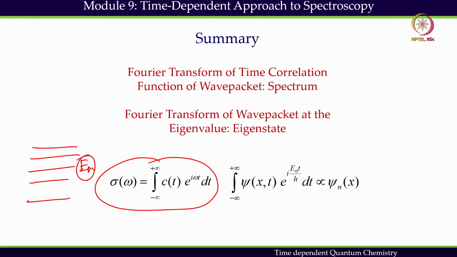On the other hand, for the same wave packet at a later time t, if I Fourier transform that wave packet at that particular energy, then I get back the wave function corresponding to that eigenstate.